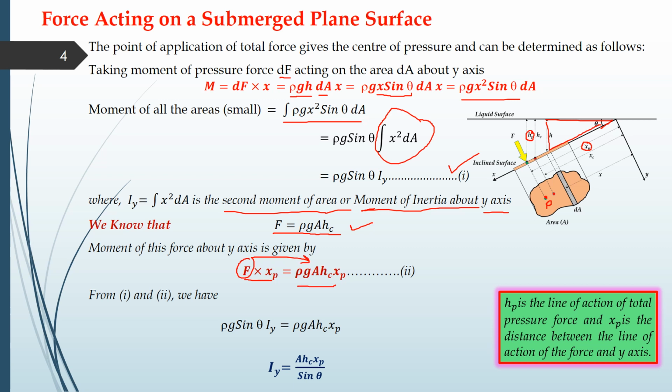So the second case is also the moment of the complete area, and the first case is also the moment of the complete area. So we can equate these two equations, this equation and this equation. And what we got is that Iy is equal to A into hc into xp divided by sine of theta.